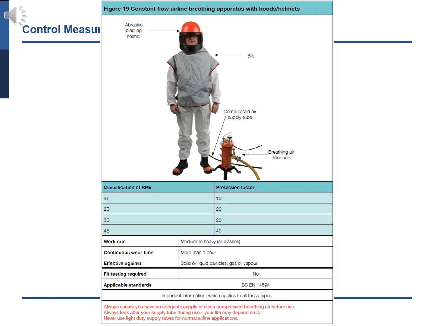Constant flow airline breathing apparatus with hoods/helmets, usage guidelines. Classification and protection factor. 1B, protection factor of 10. 2B, protection factor of 20. 3B, protection factor of 40. Work rate, suitable for medium to heavy tasks across all classes.